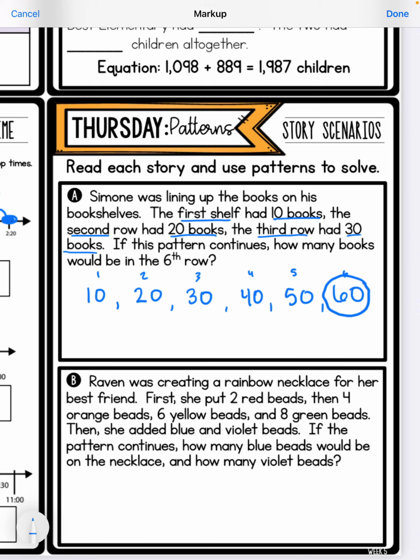So the sixth row would have 60 books. See if you can do that for letter B. It is a little bit tougher. It's asking you about how many blue beads and violet beads. So make sure you have 2 answers here.